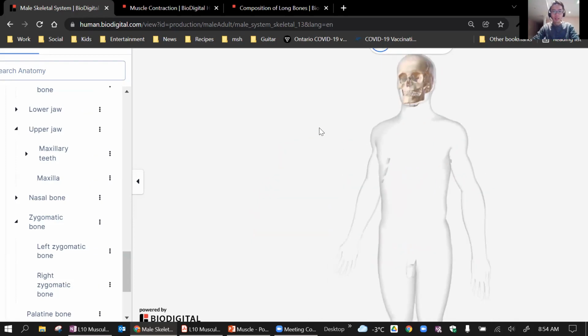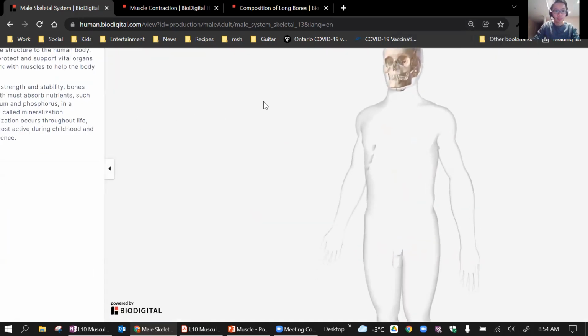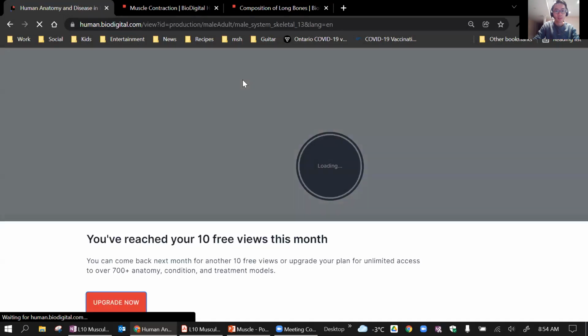Any questions about what we're talking about here? I think the diagram needs to be reset. It's going all over the place.